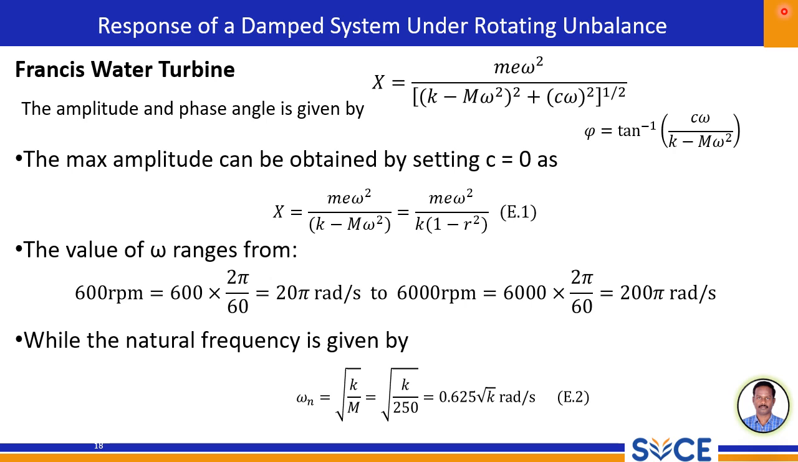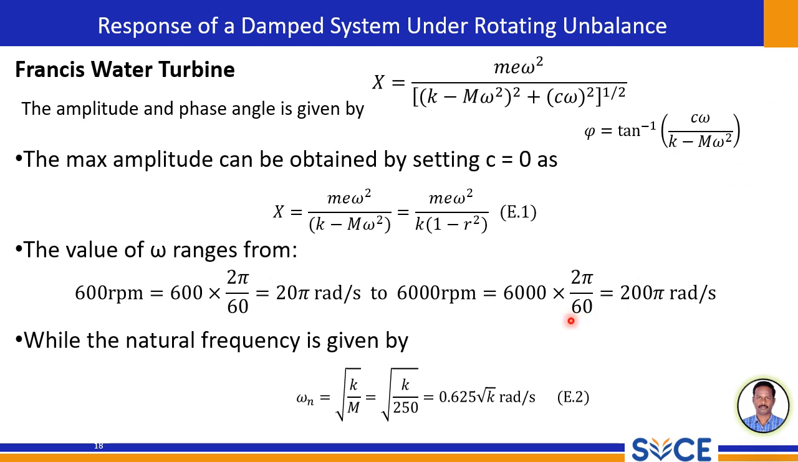To determine the maximum amplitude, we can simplify the equation by setting the damping coefficient C to 0. This is because damping reduces the amplitude, so the maximum amplitude occurs when there is no damping. By setting C to 0, we arrive at the simplified expression for maximum amplitude. We can further simplify the equation by expressing it in terms of the frequency ratio, which is the operating frequency divided by the natural frequency omega n. This form is often more convenient for analysis.